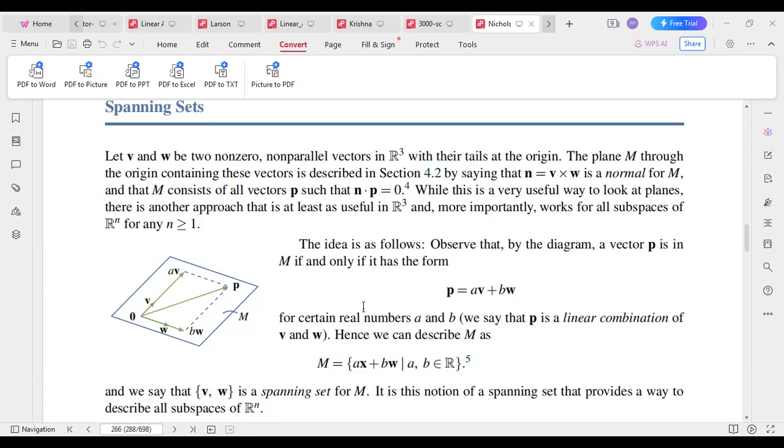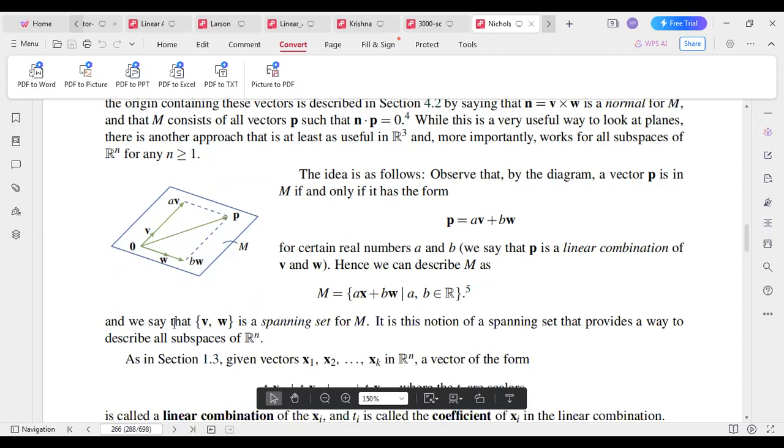That means P can be written as a linear combination of V and W vectors, which passes through the origin, for certain real numbers a and b, which belong to R. That means P is a linear combination of V and W. Hence, we can describe the vector space M as the vectors aV plus bW such that a, b belong to the real numbers. And we say that V and W is a spanning set for M because any linear combination of V and W lies completely in M. This notion of a spanning set provides a way to describe all subspaces of Rn.